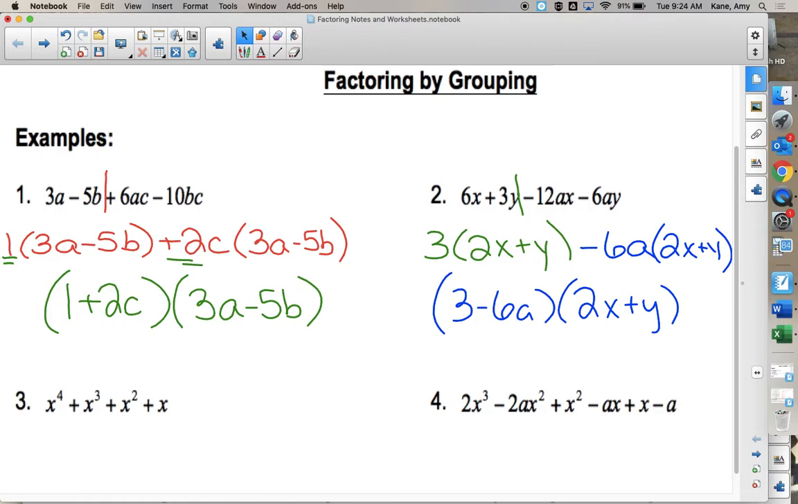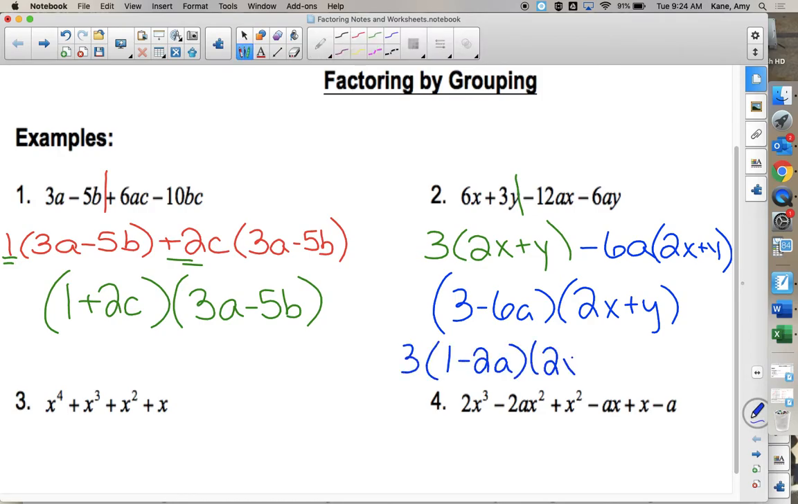Does it look okay? Is it completely factored? The answer is no. It's not. The 3 and the 6. Josh, what's wrong with the 3 and the 6? We could pull out a 3, 1 minus 2a, and then that would be 1 minus 2a.